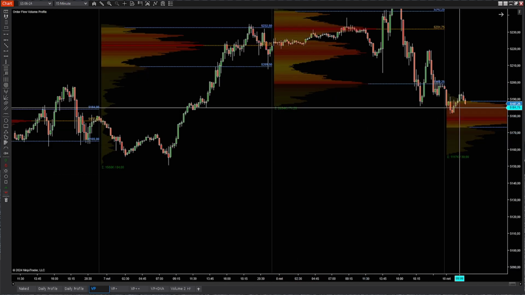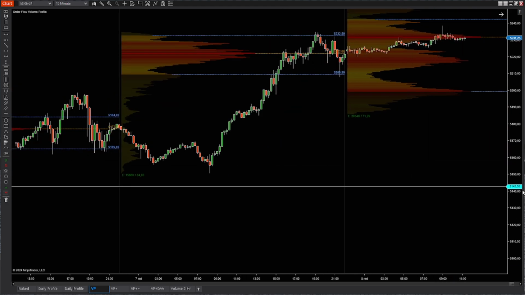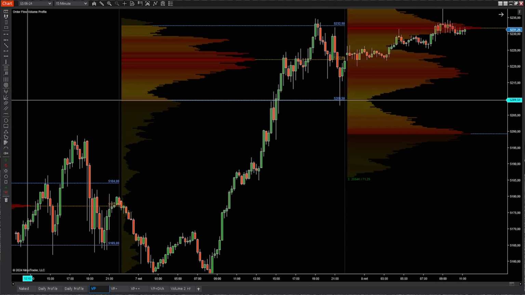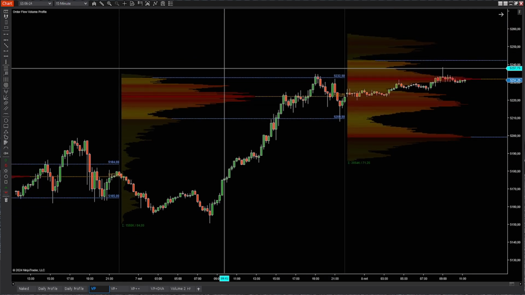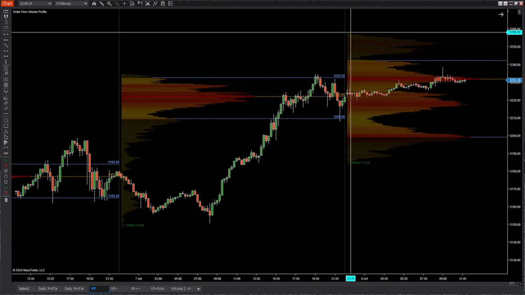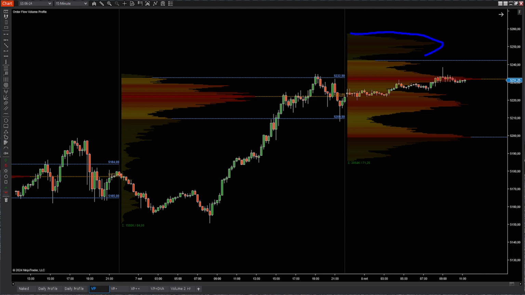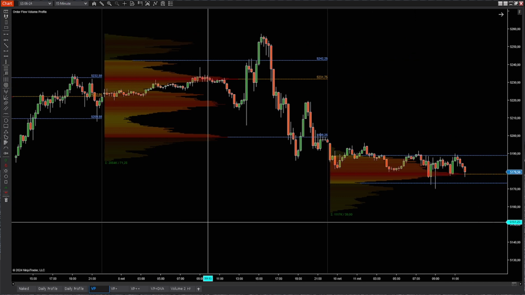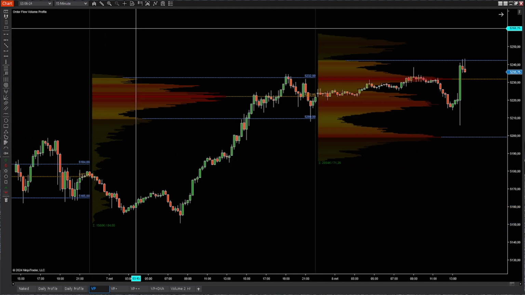Now here we have a clear example of a P profile. So this is a nice P profile. A P profile will always signal a reversal, but what I tend to look for after the P profile and after the B profile is a retest on the upside where we build volume right here, but we cannot hold the volume and the market will go down.